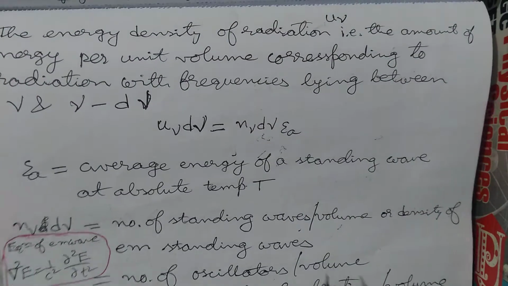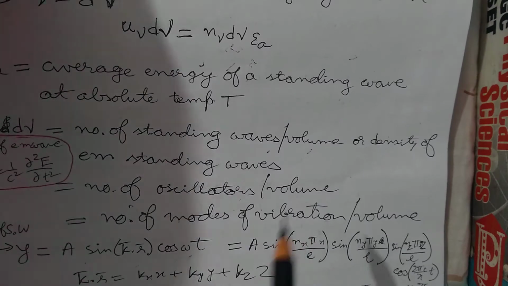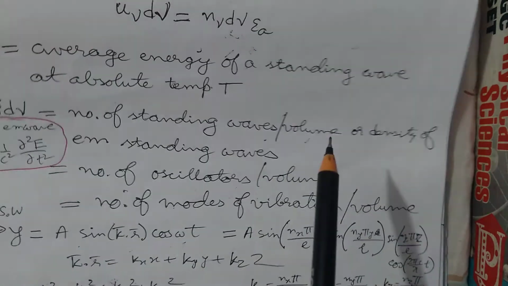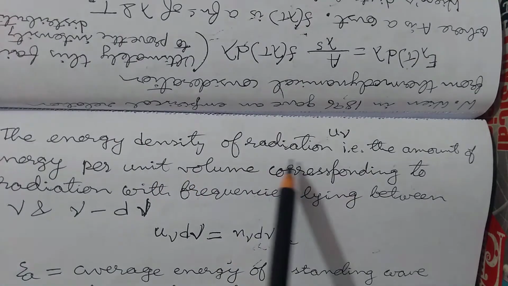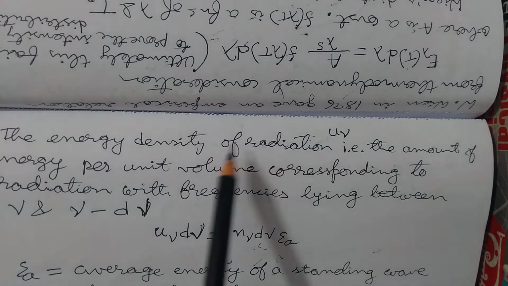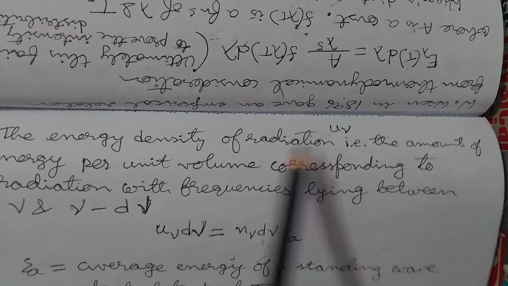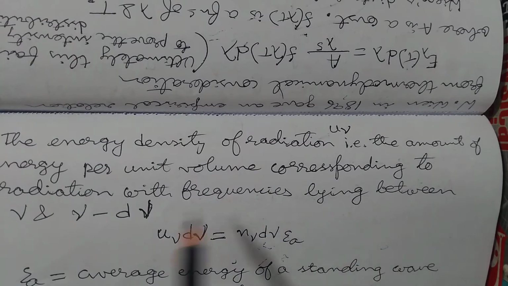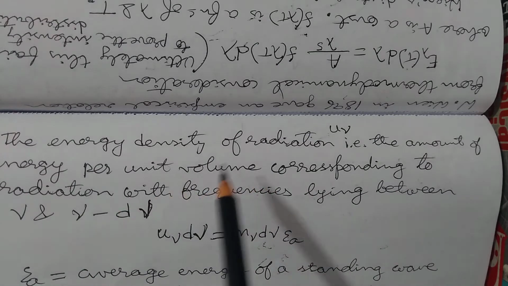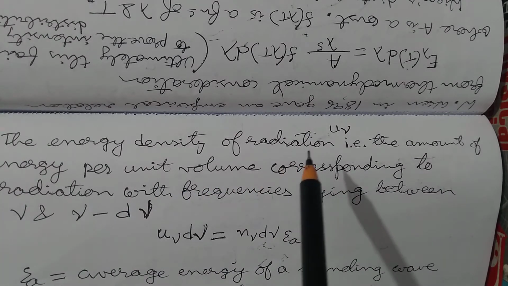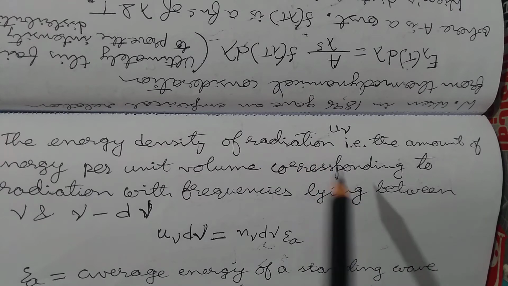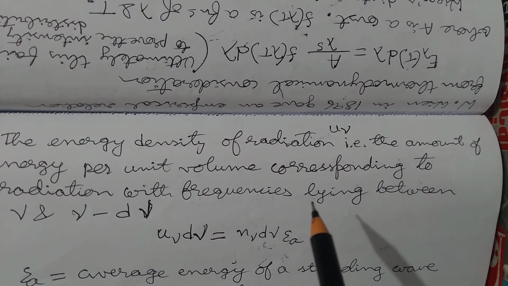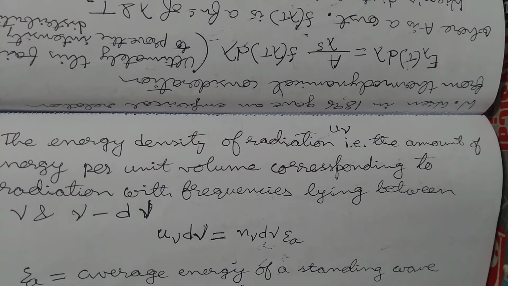The energy density u nu d nu is the amount of energy per unit volume corresponding to the radiation with frequencies lying between nu and nu plus d nu. The energy density of radiation lying between nu and nu plus d nu is u nu d nu, which is equal to n nu d nu into epsilon.